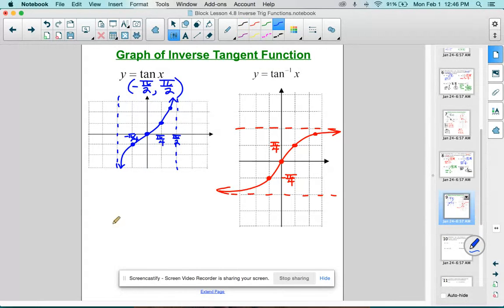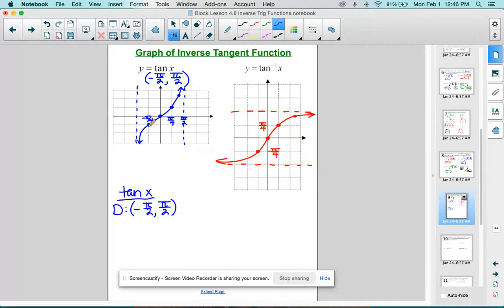So I'm going to go down here and write my domain and range like we've been doing. Okay, so the domain of regular tangent is -pi/2 to pi/2. Notice there are no brackets here. There's no brackets because that means for us, -pi/2 and pi/2 are not values that are in the domain. We just get really close to those numbers. The range is -infinity to infinity.